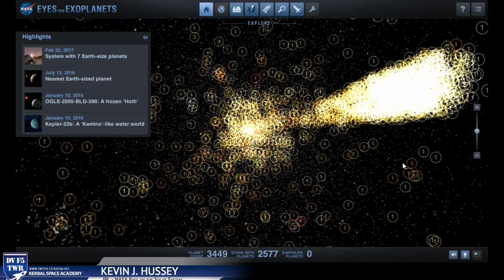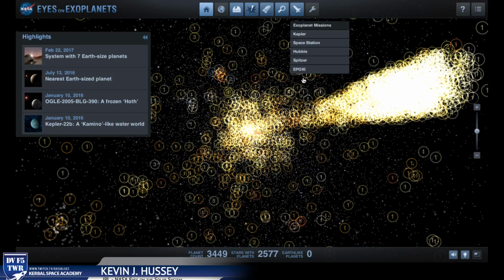What's the rocket button at the top do? The rocket shows you the planet finders, so the different spacecraft or missions. Just so you know, we are going to remove the space station, as we don't have any confirmed exoplanets from the space station. Well, tell them to get on it. All they do is work out with rubber bands and take pictures of Earth. All the other ones have found them.